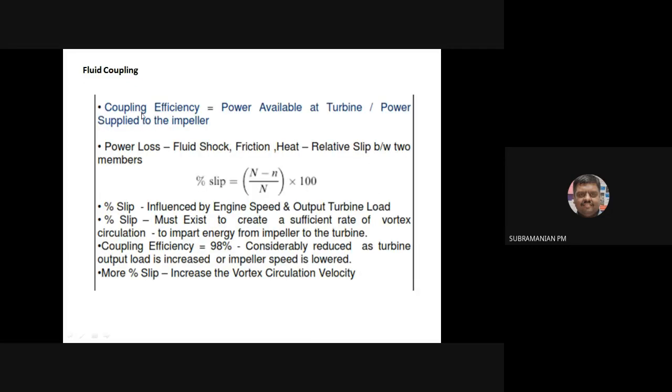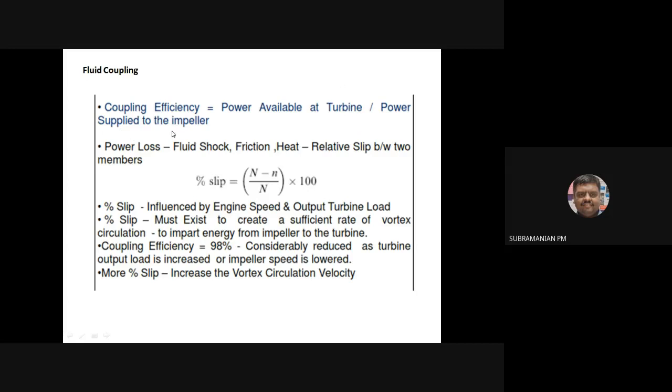You can see for coupling efficiency, it is power available at the turbine divided by power supplied to the impeller. So what power is available? Because the turbine is taking power from the impeller. So how much power it has received and how much power is supplied to the impeller. This ratio decides my coupling efficiency, how far my fluid coupling is effective. And you can see, I will not always transfer all the power from the impeller to the turbine. Power is coming from the impeller, and the impeller is getting power from the engine. There will be some loss. The fluid is transmitting the power to the turbine.